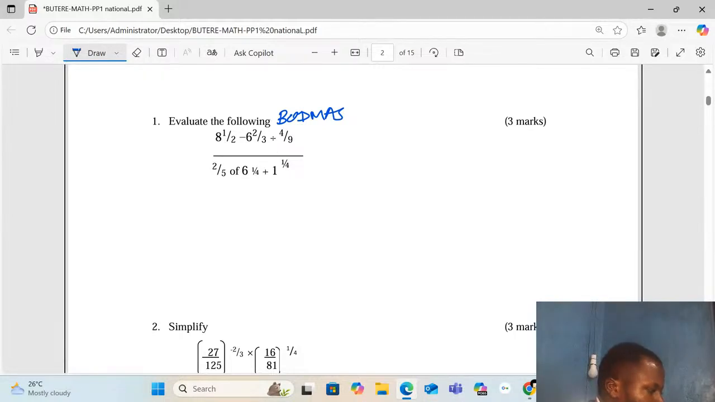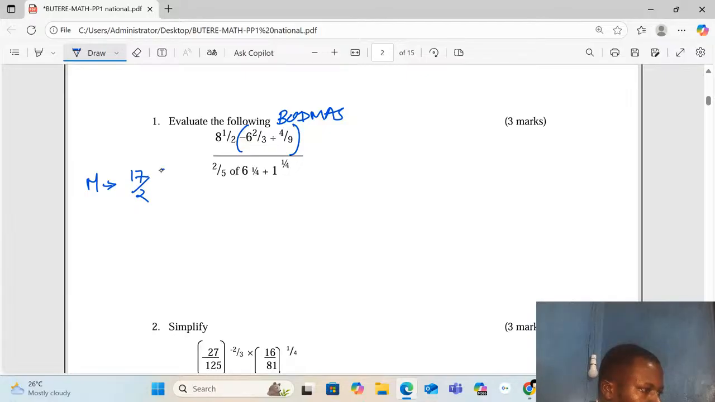We can now start with the numerator. We look at the numerator and then the denominator. Then we conclude by merging the two. So numerator, we have 8.5 minus 6 2/3. Using our BODMAS, we are supposed to start with division. So we start with 6 2/3 divided by 4/9, and we convert 8.5 into an improper fraction, which is 17/2.